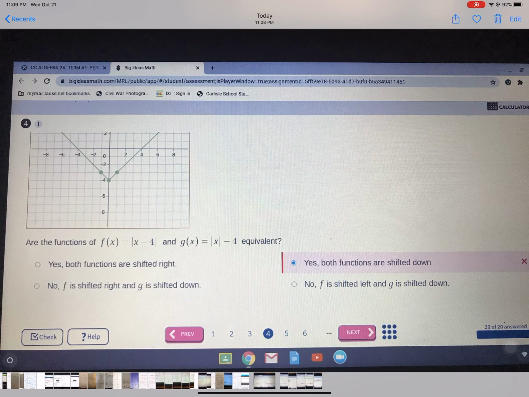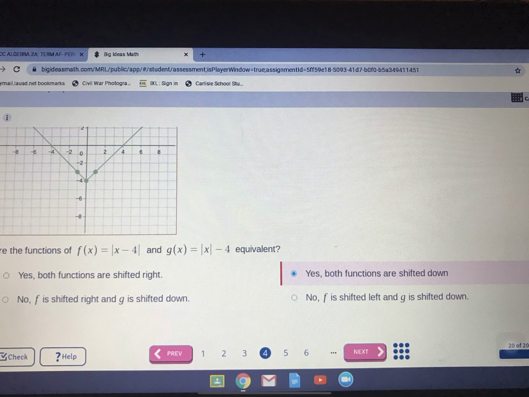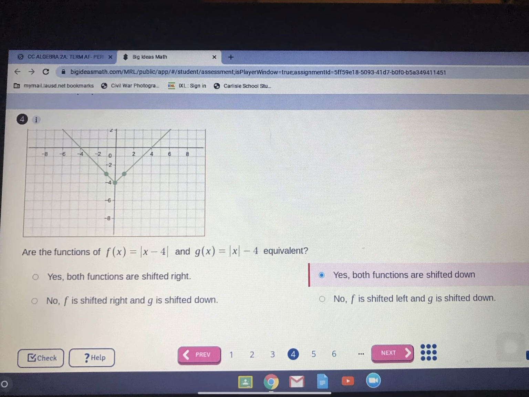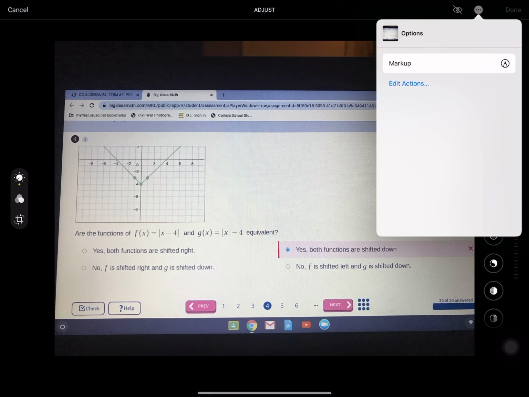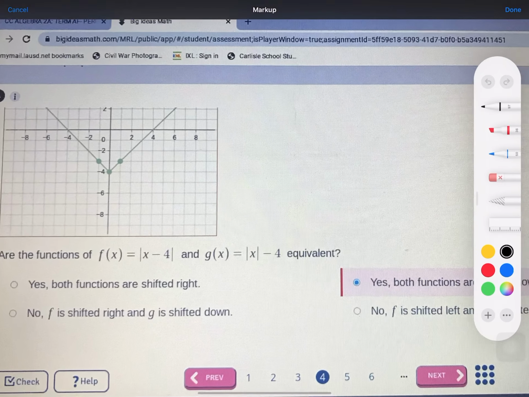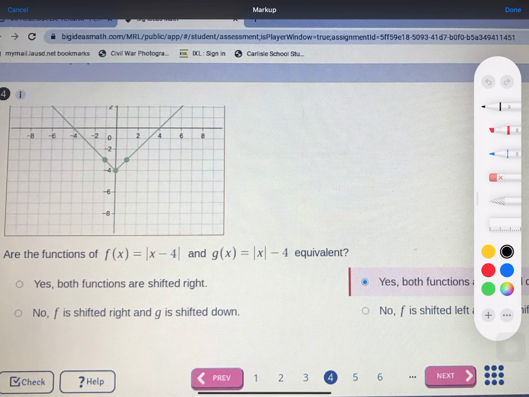Okay, for this first problem, the big deal is what's the difference here? Looking at the h and k, remember, our equation is y = a|x − h| + k, that's our absolute value standard equation. This is our h value, so we know this moves it left and right. This is our k value, so we know this moves it up and down.